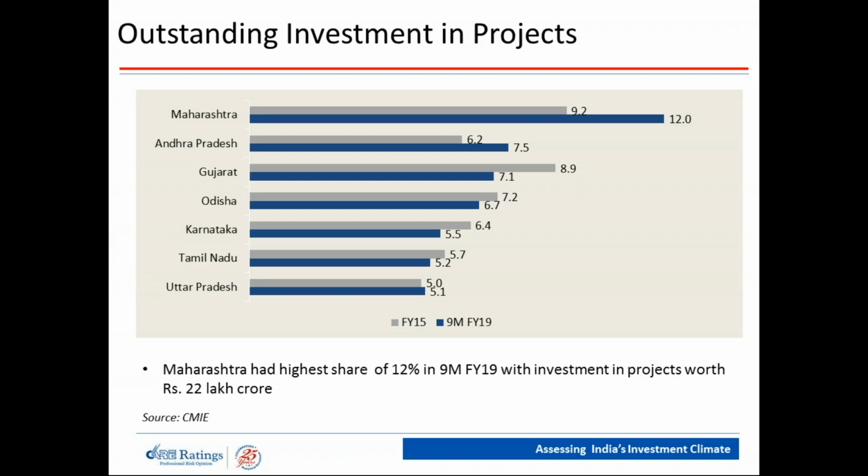Its share has risen from 9% in FY15 to 12% in the current fiscal, with investment totaling rupees 22 lakh crore. Similarly, Andhra Pradesh and Uttar Pradesh too have seen an improvement in investments. It currently accounts for nearly 8% and 5% respectively of the outstanding investments in the country. Andhra Pradesh has seen an improvement by over 4%, while in case of Uttar Pradesh, it has been only a marginal improvement. On the other hand, the share of Gujarat, Odisha, Tamil Nadu, and Karnataka have seen a moderation in their share in the outstanding investment.